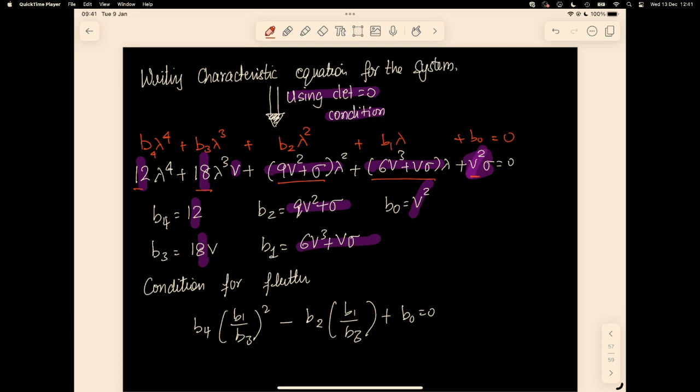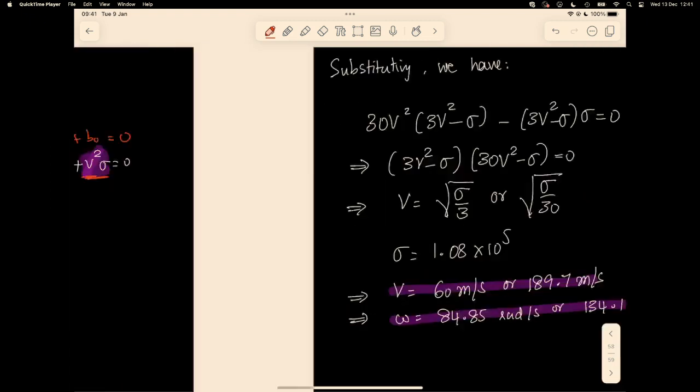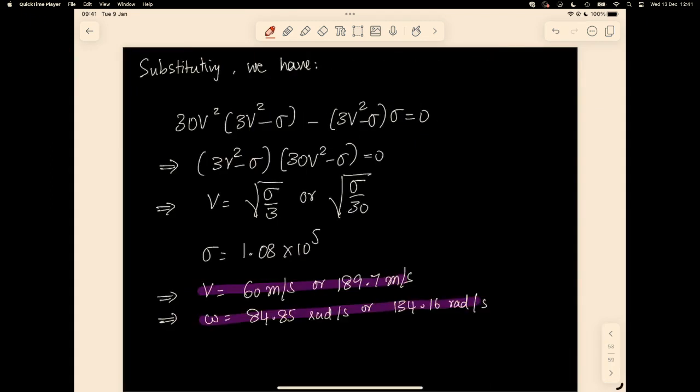So we have B4 is 12, B3 is 18V, B2 is 9V square plus sigma, B1 is 6V cube plus V sigma, and B0 is nothing but V square into sigma, right? I think it should be V square into sigma. Maybe there's a mistake, probably not, I'm not sure. Okay, I need to check that once more.